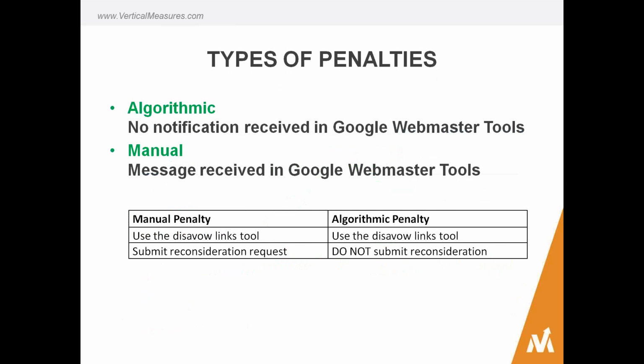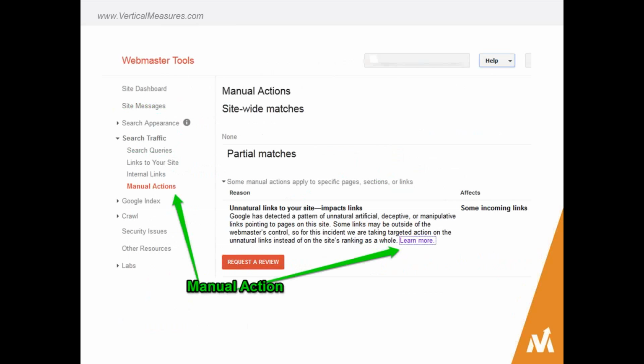With the algorithmic penalty, you can still use the Disavow Links tool. Matt Cutts recently stated that in a video. With an algorithmic penalty, if you have not received a message, you do not submit a reconsideration request. It's not necessary, and you just don't need to do it.